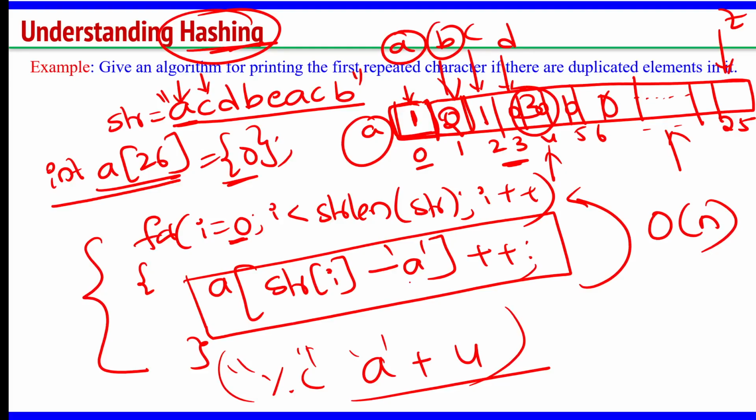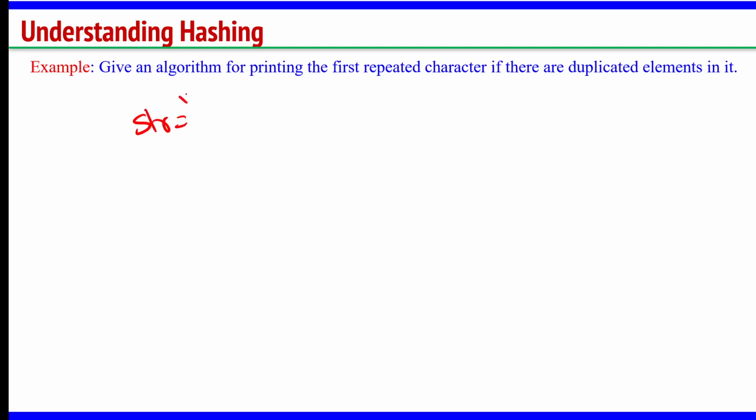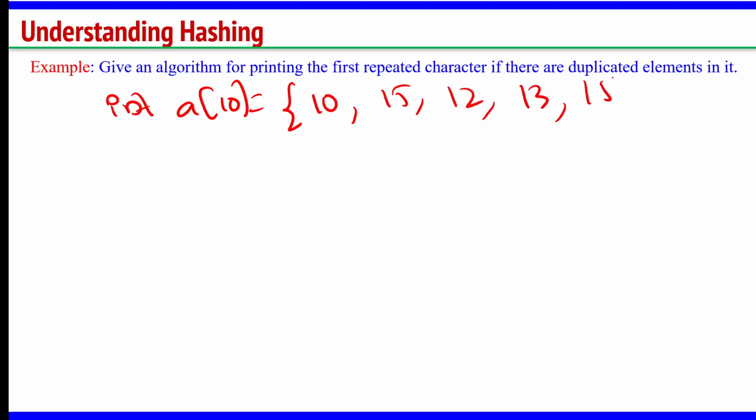For this problem it is okay, since the question was given a set of characters: find out the most repeated character, find out the first repeated character. Like this we have solved some problems. But what if an integer array is given? What if int a of some 10 is equal to, I have given 10, 15, 12, 13, again 15, 12, some 17, 1, 2, 3, 4, 5, 2, 7, 9.